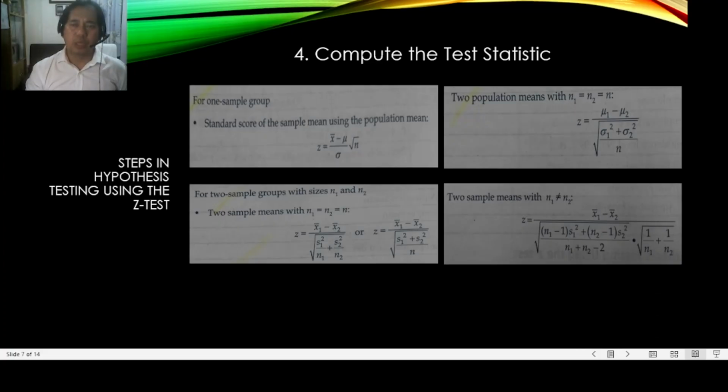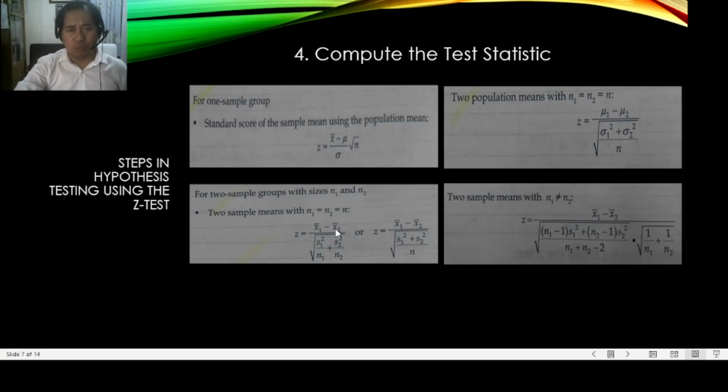Anyway, if we have this one to be your x bar, that is the sample mean, that mu pertains to the population mean. Now what about this inverted cube? That pertains to the population standard deviation. And what about this n? That is the same as the sample size.